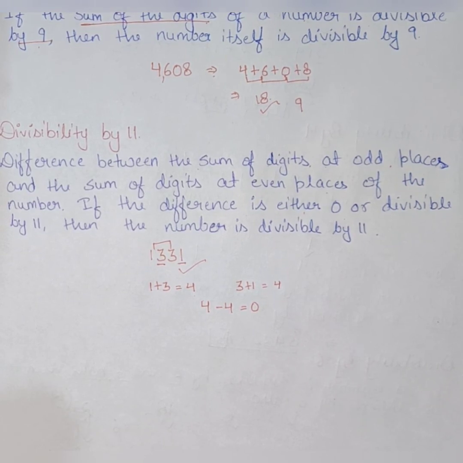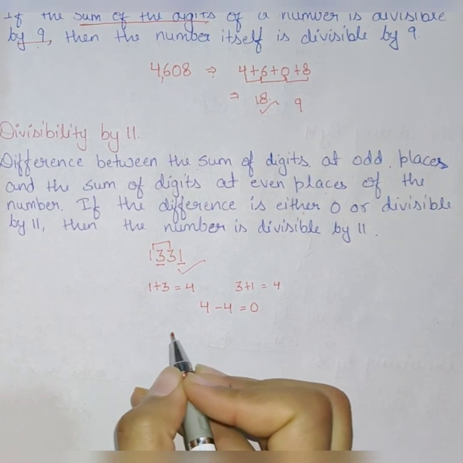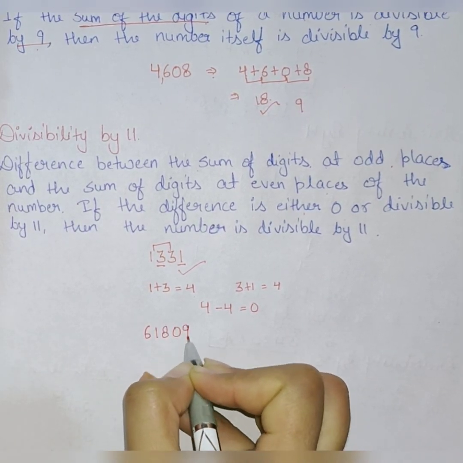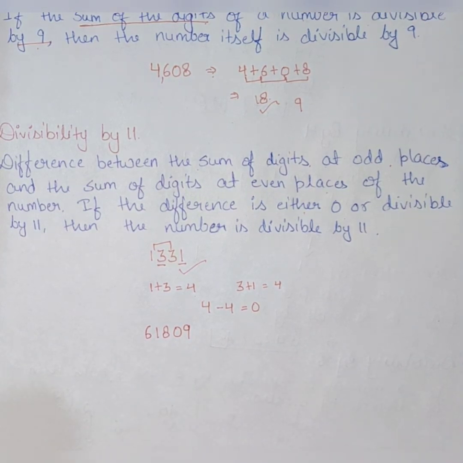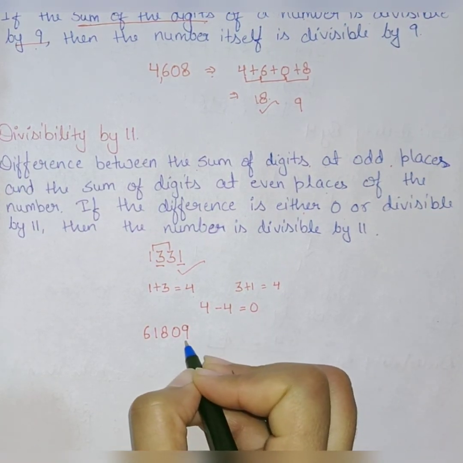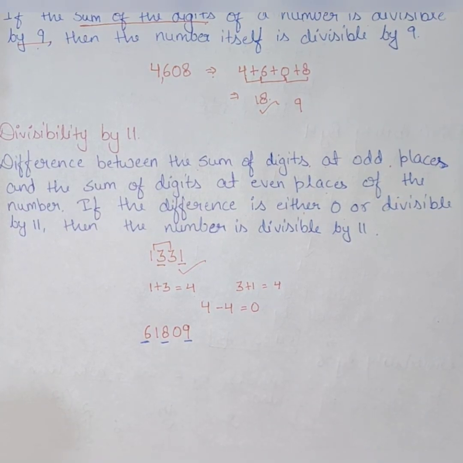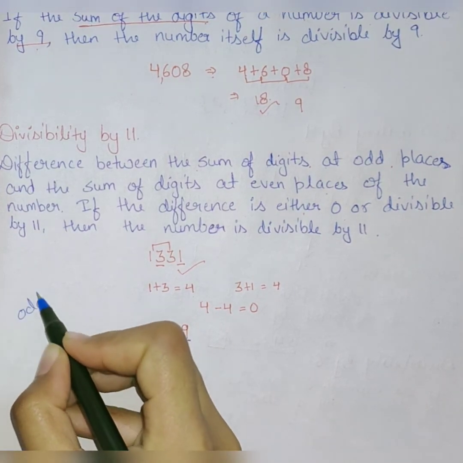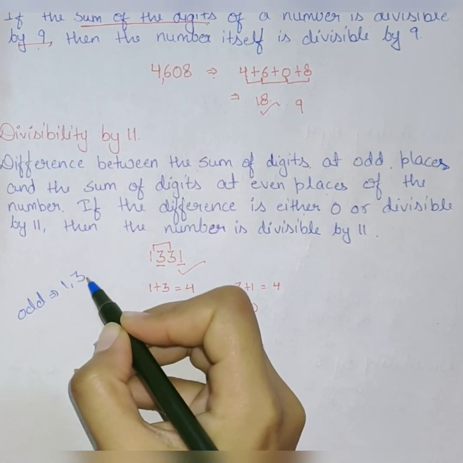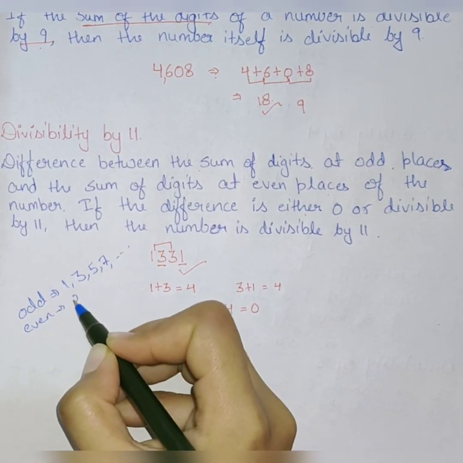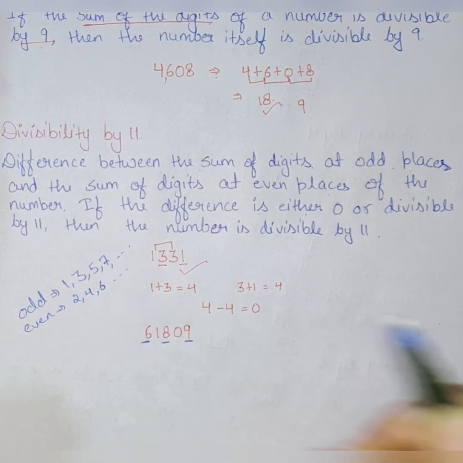Now let's take another number. Suppose the number is 61809. Now the digits at odd places and the digits at even places are, at odd places we have 9, 8 and 6. I hope it is clear to everyone which is even and which is odd. Odd means the digits at positions 1, 3, 5, 7 and so on. And even means the digits at positions 2, 4, 6 and so on.